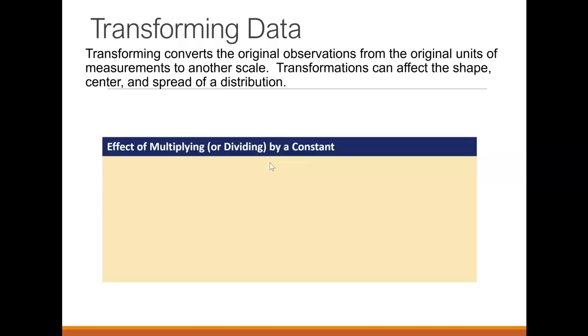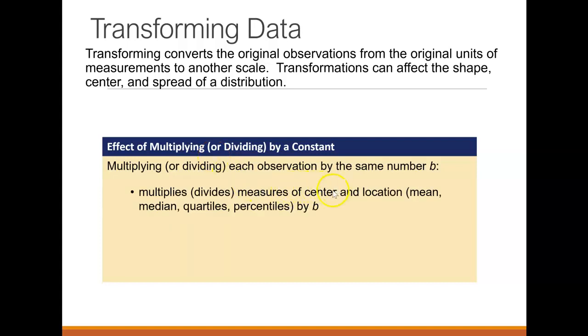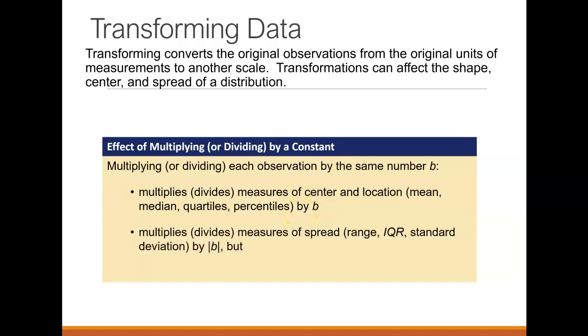Okay. What if we wanted to multiply or divide by a constant? Say you're changing from centimeters to meters, and you end up dividing by 100. That's the factor. So if we've multiplied or divided each observation by the same number b, the center and location, so the mean, the median, the quartiles, the percentiles, also change by a multiple of b. And the spread will change by a factor of the absolute value of b.